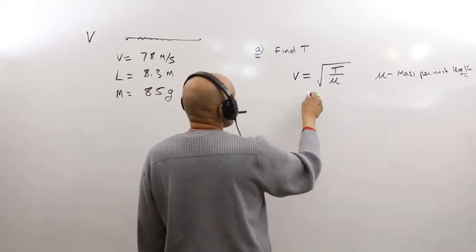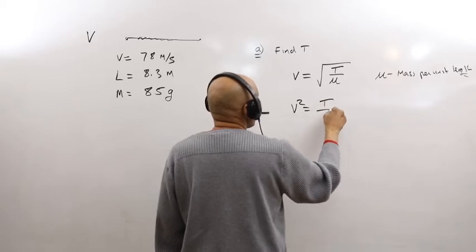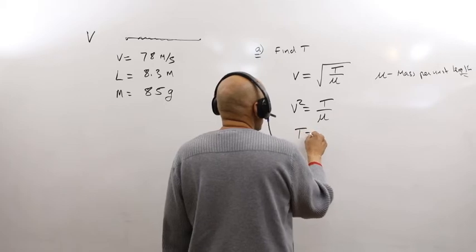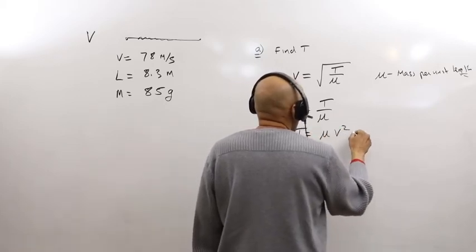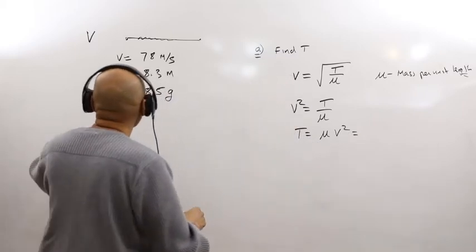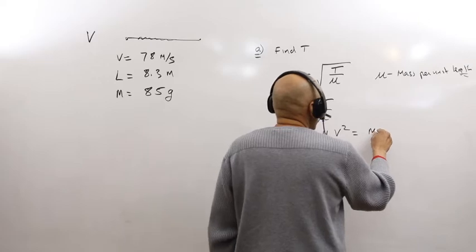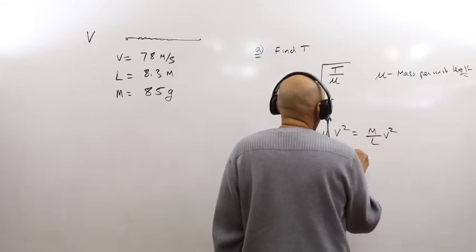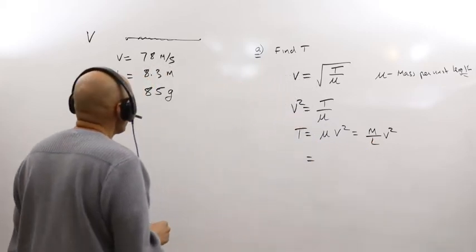So we're going to have to calculate for T. Let's solve for T by squaring both sides. So V squared is equal to T over mu. If I move everything to one side, we get T equals mu times V squared. Now, what is mu? Mu is mass per unit length. So this is going to be equal to mass times V squared over L. So we can plug in the numbers.